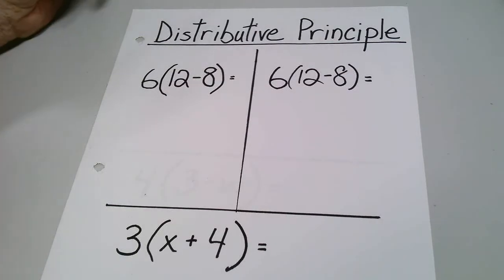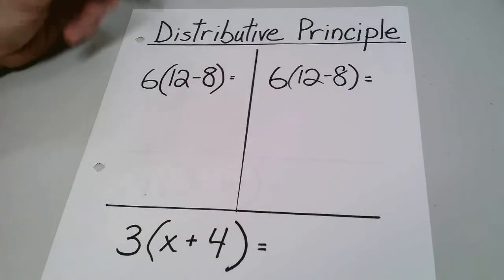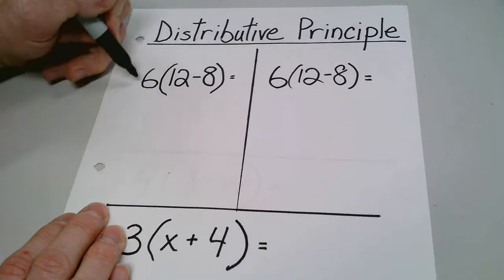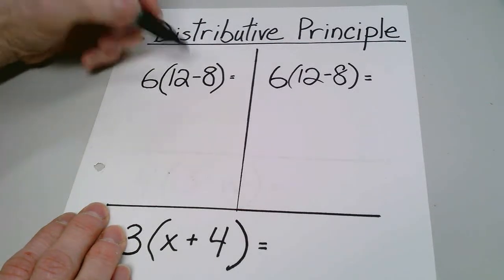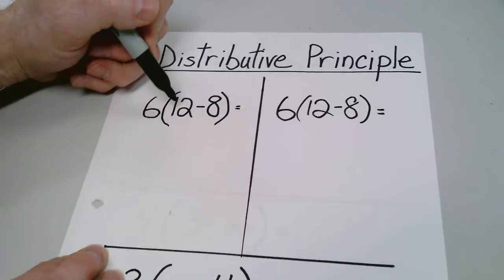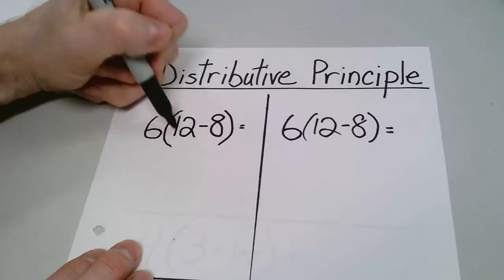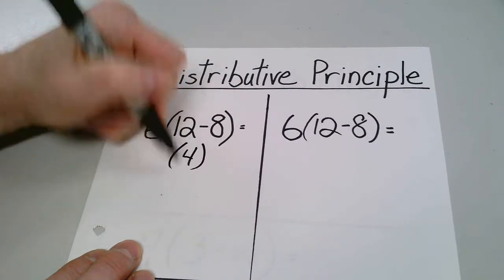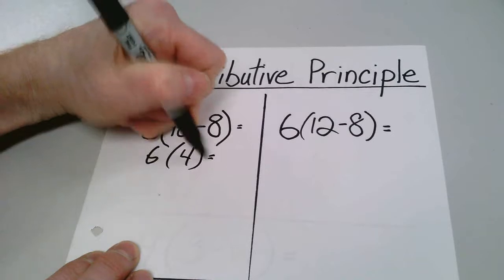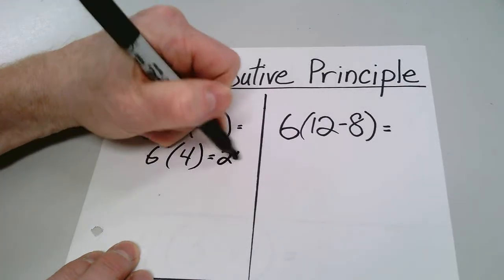So the way the distributive principle works is as so. If you saw a question like this, you might say, well, I'm just going to follow BEDMAS and do what's in the brackets first, which would mean 12 minus 8 is 4. And then do 6 times 4 is 24.